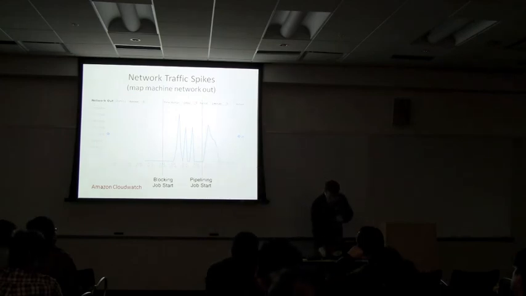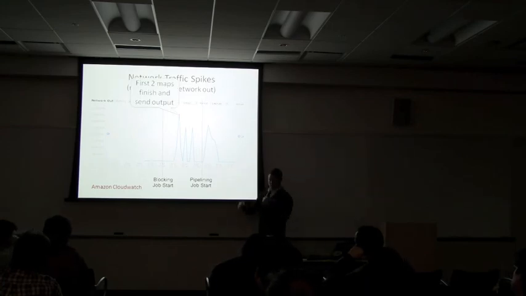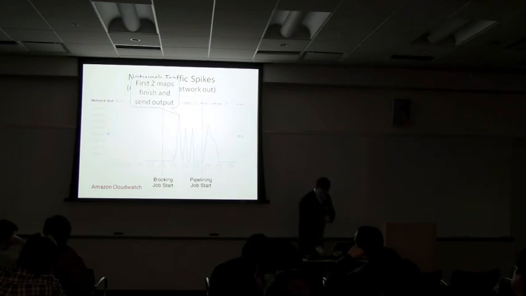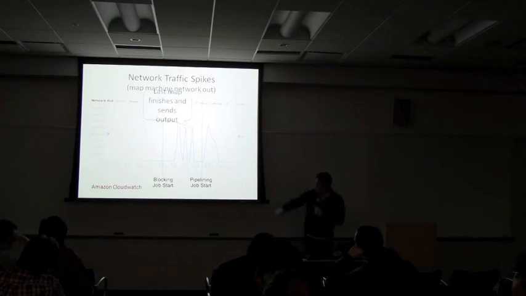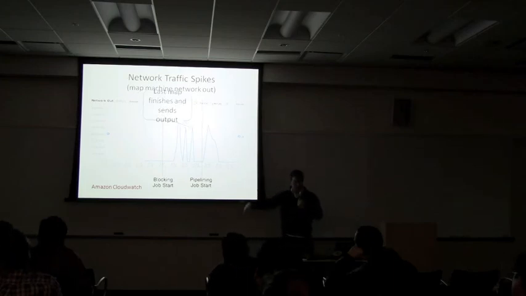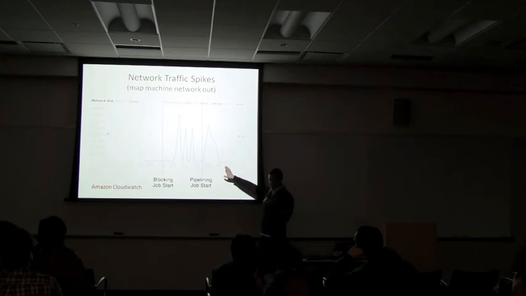And we see 3 spikes in the blocking case. The first spike corresponds to the first 2 maps finishing. The second spike is the 3rd map finishing and sending its output, of course. And the last spike is the last map finishing. As you can see over here, we don't have those dramatic spikes in the pipelining case.